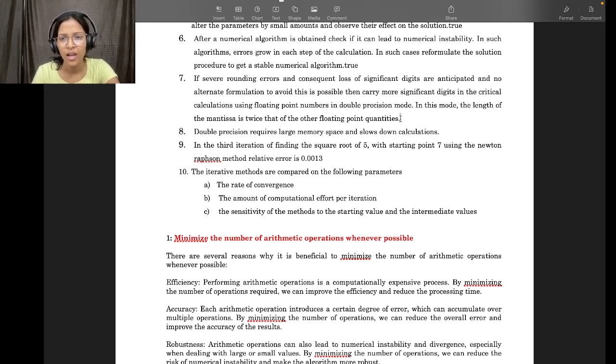It is true. If no alternate formulation to avoid the problem is possible, we carry more significant digits, and we will find that the length of the mantissa is twice that of the other floating point numbers. So it is the true statement.